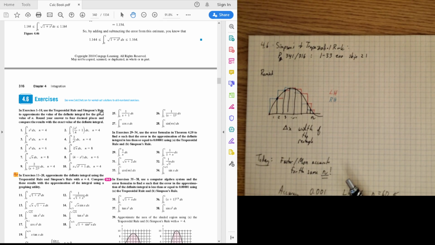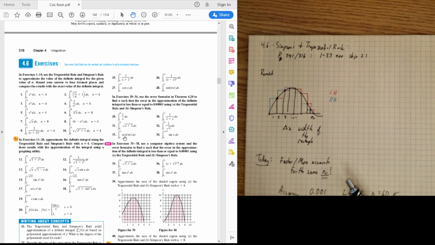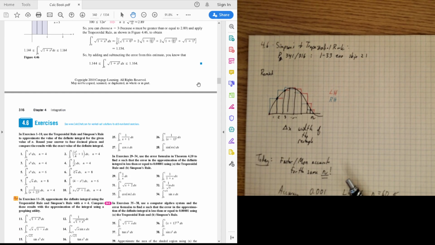Notice it says use the trapezoidal and Simpson's rule to approximate the value. So you're going to do problem number 1 once for the trapezoidal rule, and then again with Simpson's rule for whatever n they give you. Make sure to round your answer. And then if you can, find the exact value using a definite integral, which all of these should be able to be done using relatively simple techniques. The hardest one on here is probably going to be number 33, asking you to use Theorem 4.20 backwards. The example is in the text right above it. Please use that to help you.